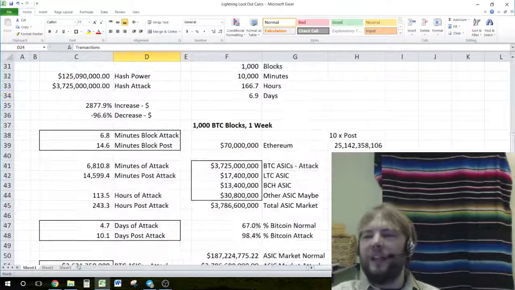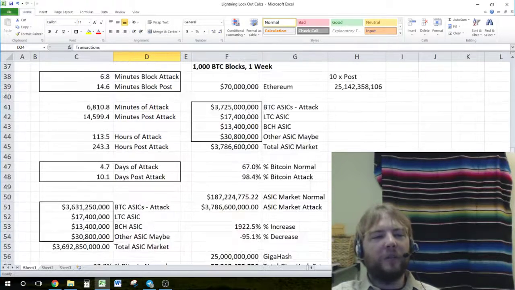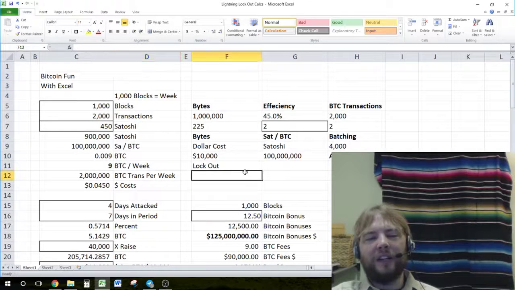Okay, that was probably a bit longer than needed. Sorry about that. But I hope people became a little bit more educated about how transaction fees and hash power and all that works in terms of the marketplace to some regard.